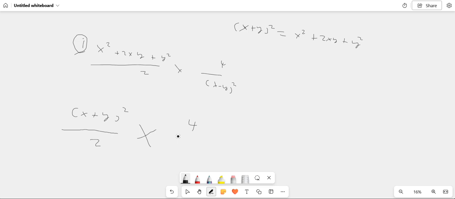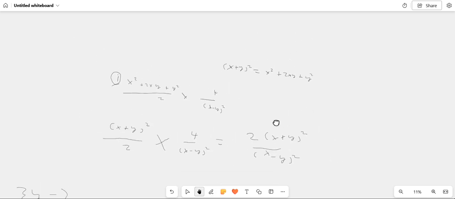Times by 4 over x minus y squared, yeah? And now, as you see, obviously, 4 is going to cancel with 2. 4 divided by 2 is just 2. And the top is bigger than the bottom. The top was the original 4. So therefore, the 2 that's left over is going to go to the top here. And you're going to get x plus y squared on the top here. And then on the bottom, you're going to get x minus y squared here. So that's the situation there. Alright, cool.